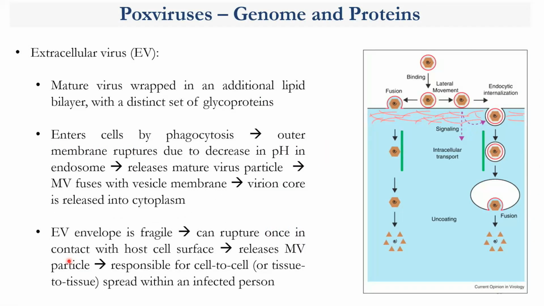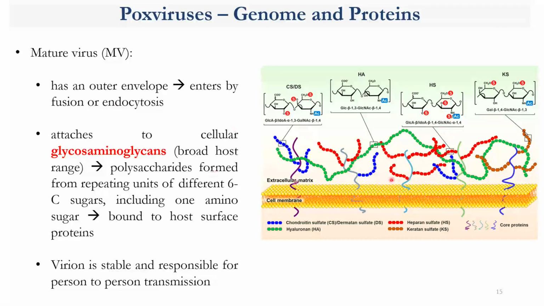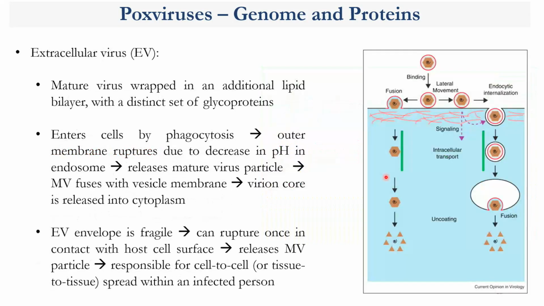Next, we have the extracellular virion, or extracellular virus. This is a mature virion that's wrapped in an additional layer of lipid bilayer, okay? And this has its own set of glycoproteins, just like we saw with the MV. Now, this kind of extracellular virus enters the cell through phagocytosis, okay?